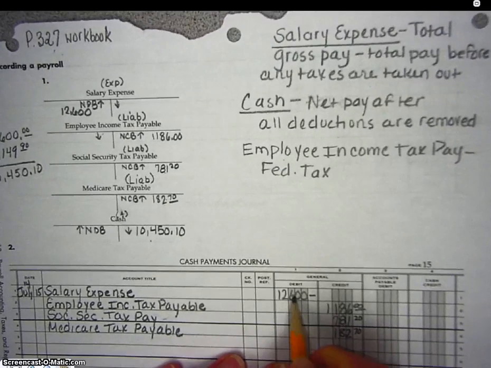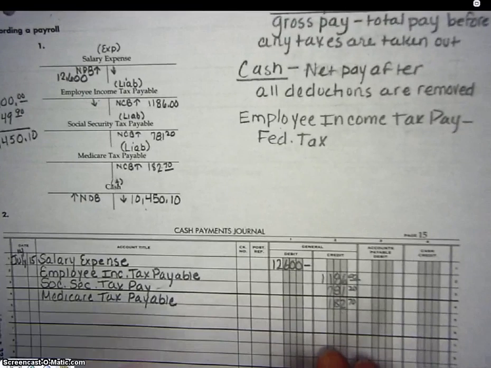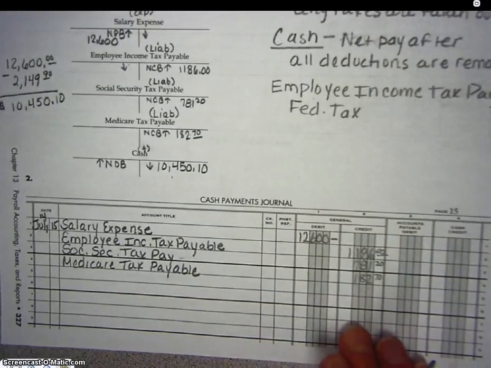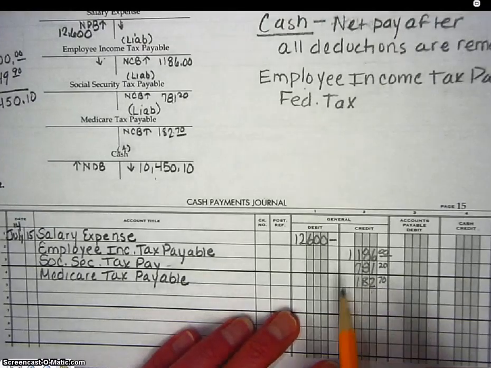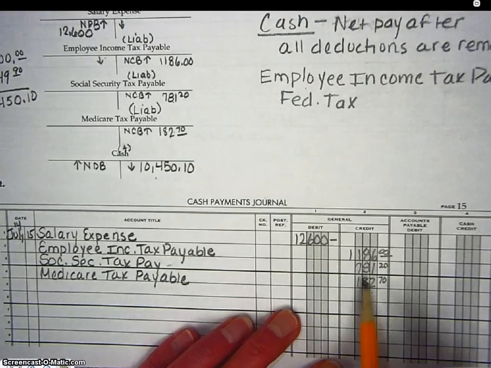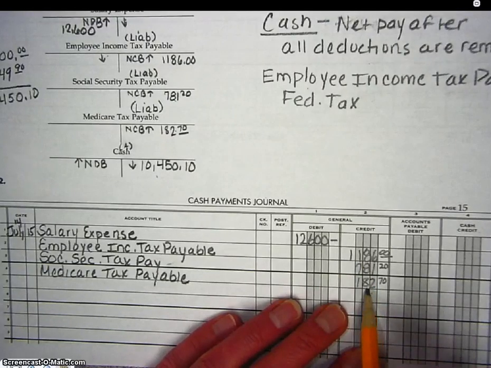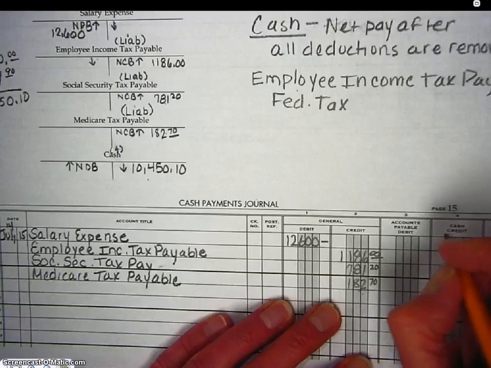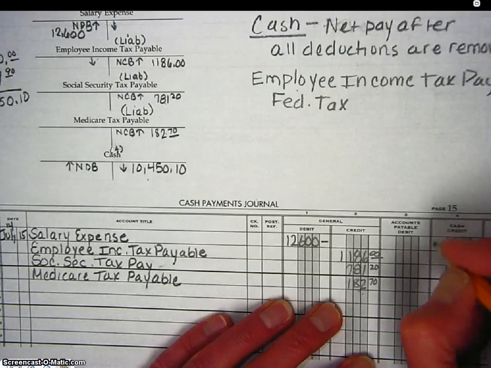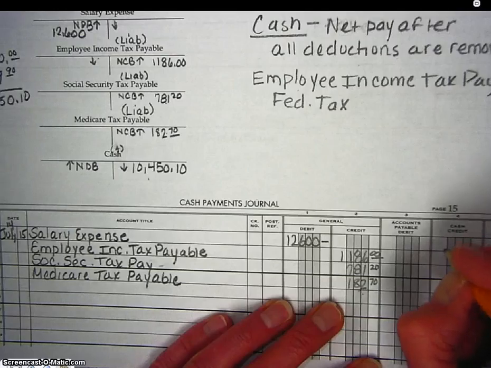So when we take our gross pay minus our taxes, and if you guys can't see this very well, look at your numbers in the book, because this is all in the book, and you're looking in the book on page 372. But we're taking our gross pay minus the taxes. And when we do that, we're going to get our cash credit of $10,450.10.